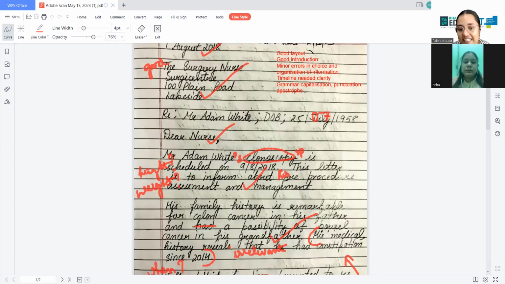Is scheduled on 9. This sentence is correct grammatically. This letter is to inform about his. His is the determiner that you could add in order to specify whose pre-procedure assessment you are talking about.